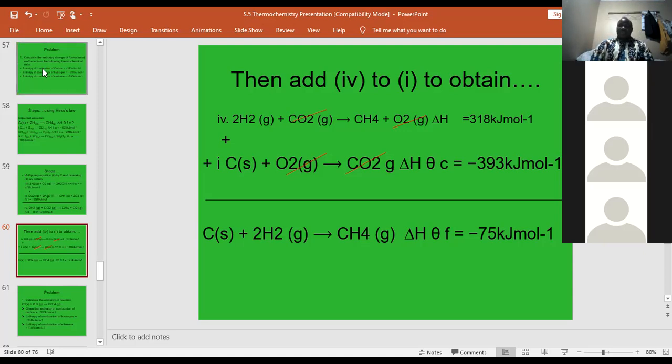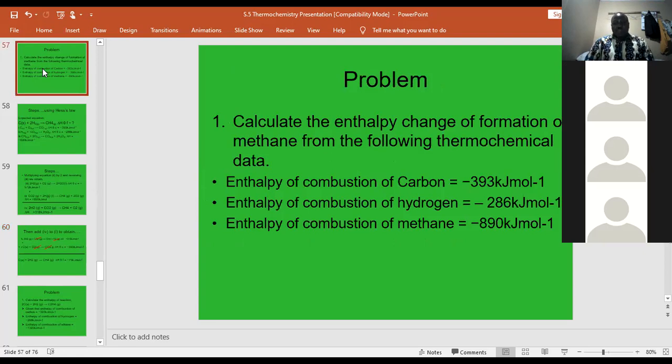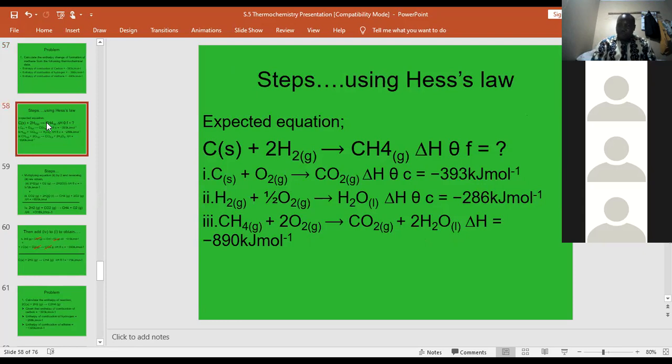Now the problem was to calculate the enthalpy change of formation of methane. The first step is for you to get the equations that result in formation of methane. From its elements, we have carbon plus hydrogen giving us methane in that state. Do you get that, patients? Yes, teacher. Now, the equations that we were already given are these, with their magnitude of the energy.